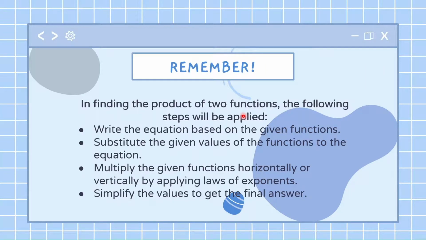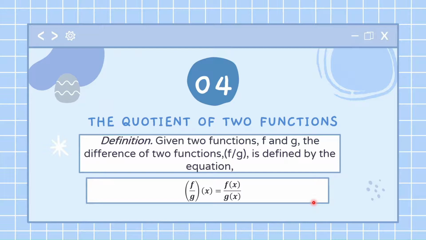Remember, in finding the product of two functions, the following steps will be applied. Write the equation based on the given functions, substitute the given values of the functions to the equation, then multiply the given functions horizontally or vertically by applying laws of exponents, then simplify the values to get the final answer. So write the equation, substitute, multiply, and simplify. 4 easy steps in getting the product of functions. All you have to do is remember these steps, and then you sure will be able to get the product of two functions. And our next topic will be about the quotient of two functions.